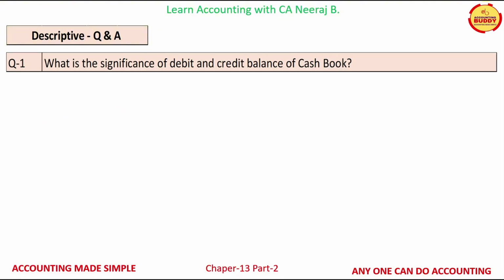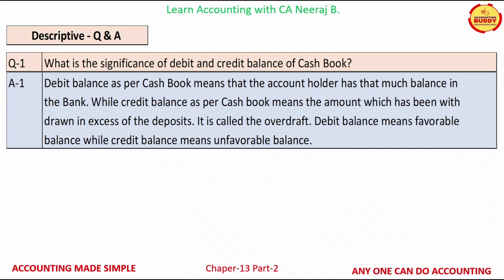Question number 1 is, what is the significance of debit and credit balance of cash book? And the answer is, debit balance as per cash book means that the account holder has that much balance in the bank, while the credit balance as per cash book means the amount which has been withdrawn in excess of the deposits. It is called the overdraft. Debit balance means the favorable balance and the credit balance means the unfavorable balance.